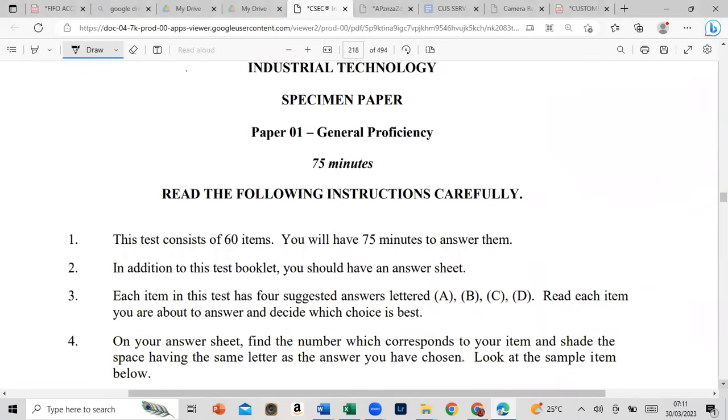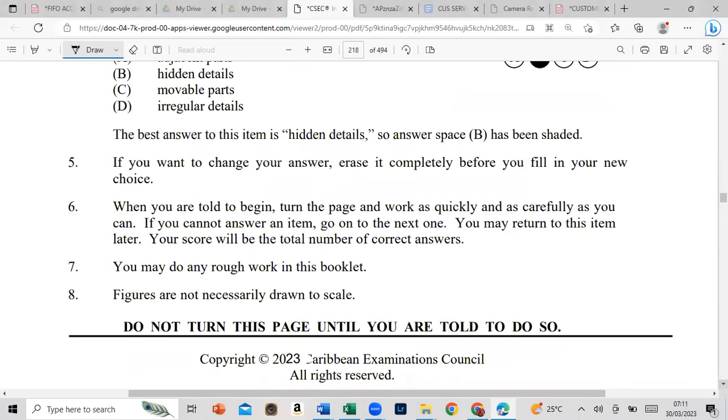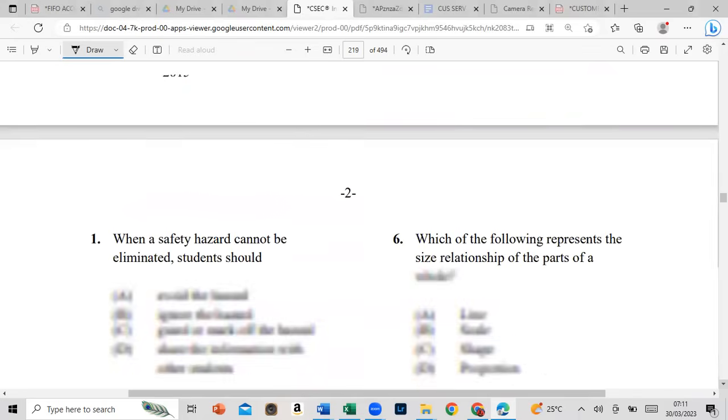Alright, so basically this is the instruction, 60 items. This will be part one, so you guys will definitely have to come back for part two. Alright, let's go.